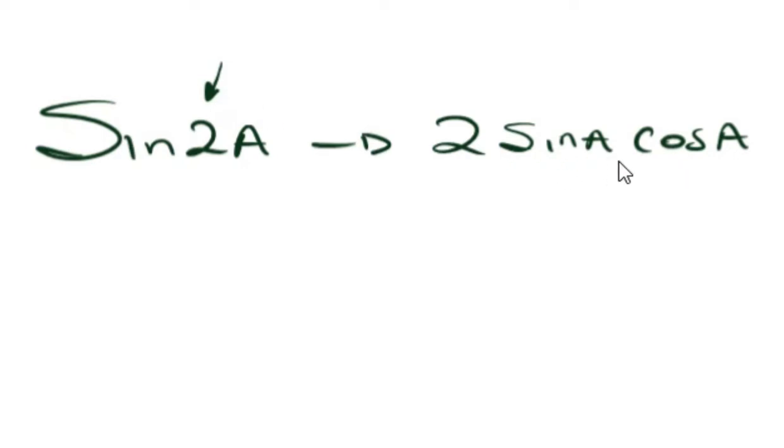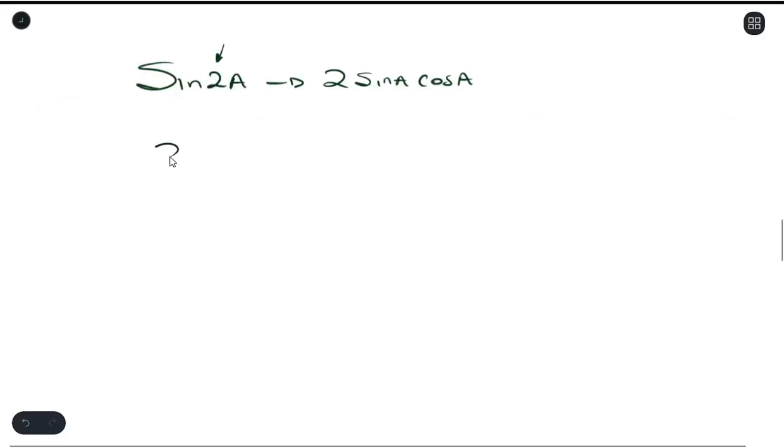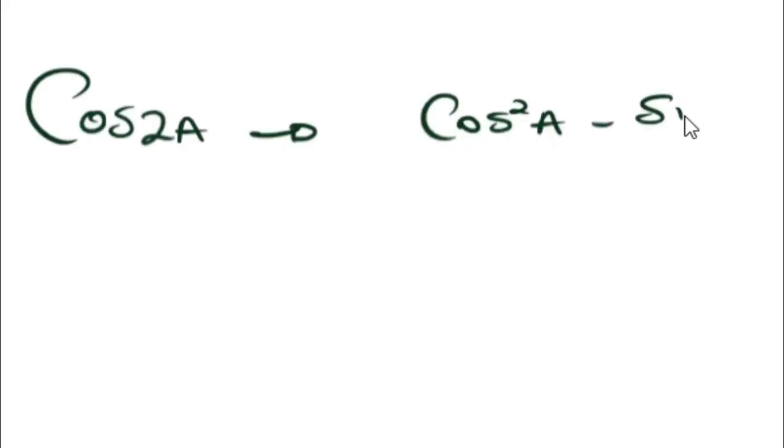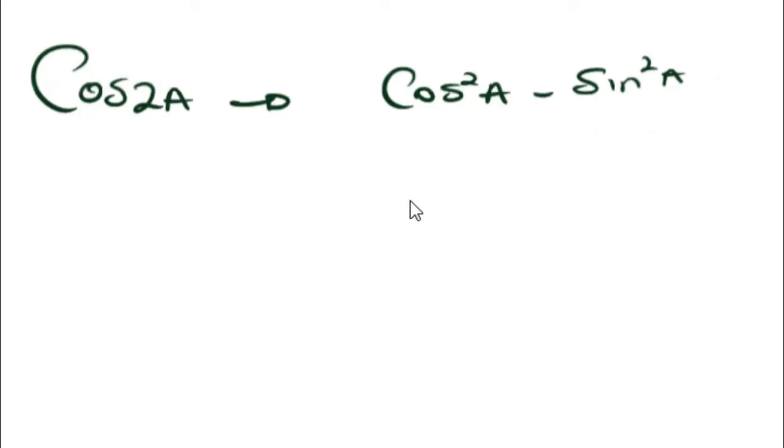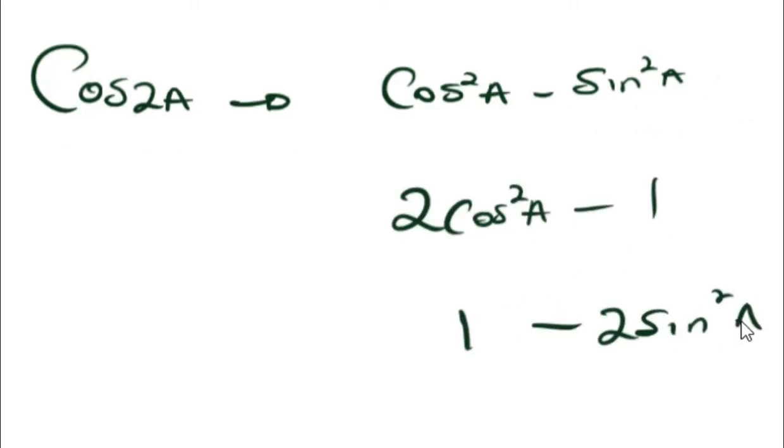This is the only double identity that you have for sine. For cos, however, you have 3 choices. Whenever you have a double identity for cos, it could either be cos squared a minus sine squared a, or 2 cos squared a minus 1, or 1 minus 2 sine squared a.